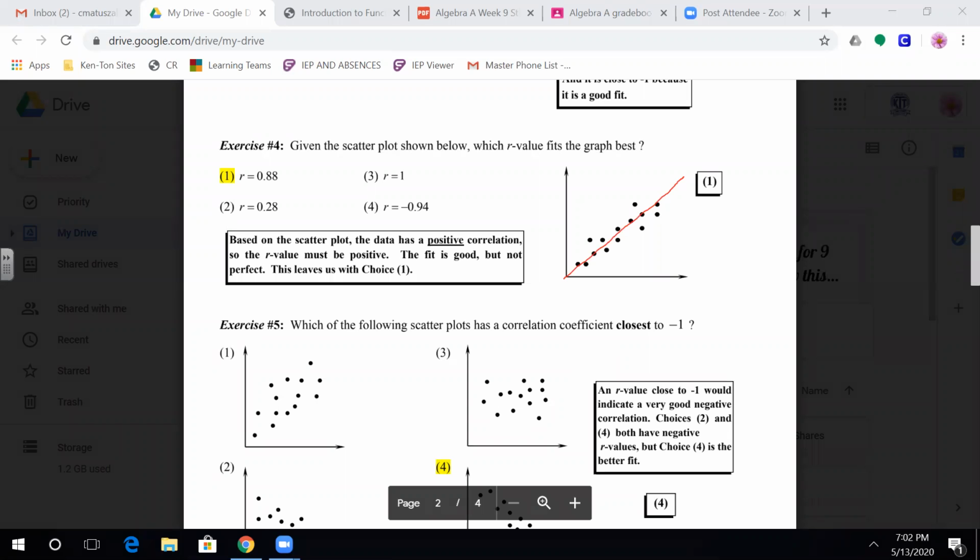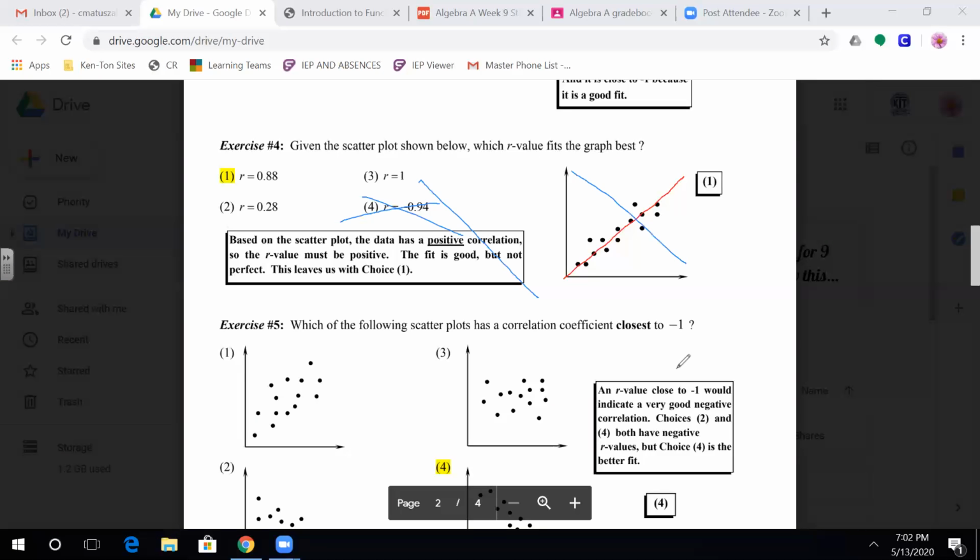The closer that the dots fit to your line, the tighter the dots are to making a straight line, the better the correlation. When your line is going up like that, that means it's a positive correlation. If you had a line going down like this, like the blue line on your graph, that would be negative correlation. So right off the bat, we can get rid of number 4 because it's not negative. The red line is going up.